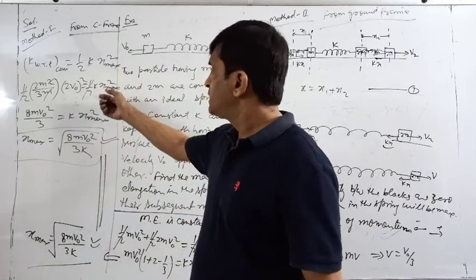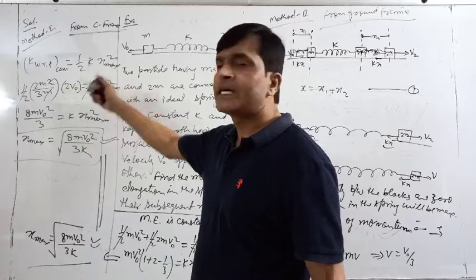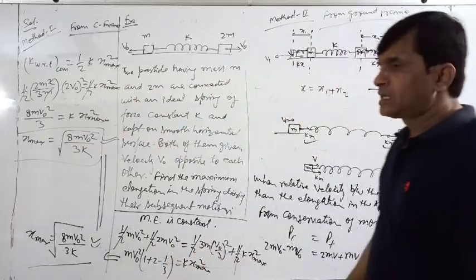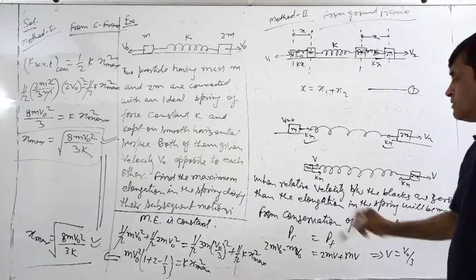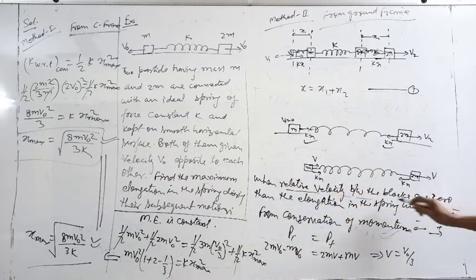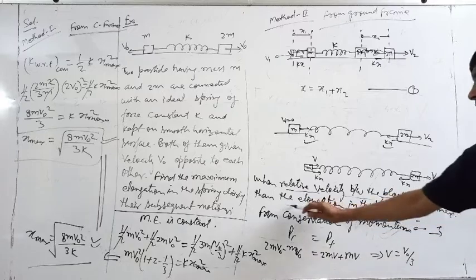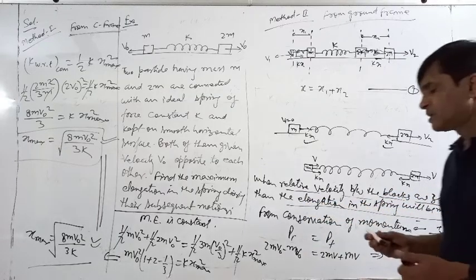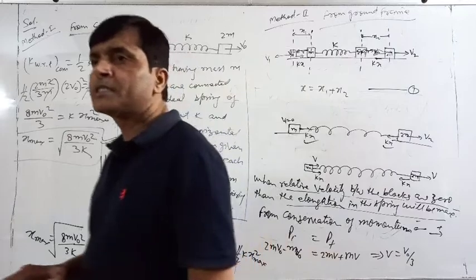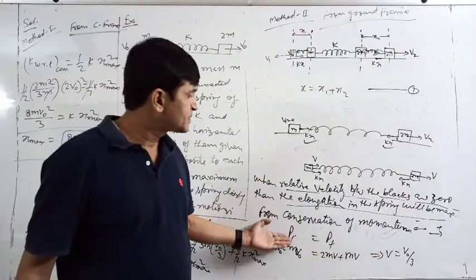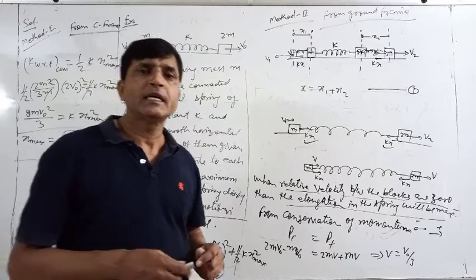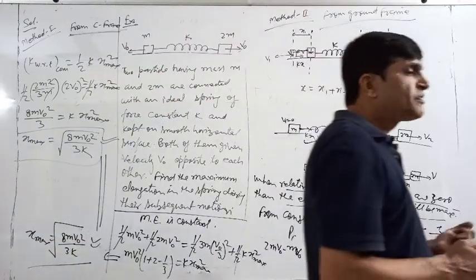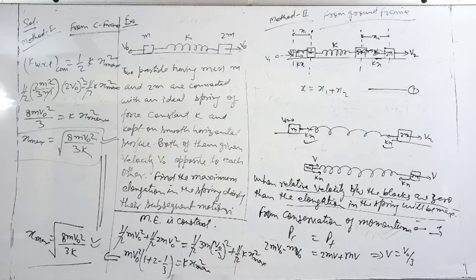So I think you have found this is only a one-line step, and here you have to analyze. When the relative velocity between the blocks is 0, then the elongation in the spring will be maximum. So first you have to conserve momentum, and second you have to conserve mechanical energy. So there are two different methods of solving the problem. See another example.